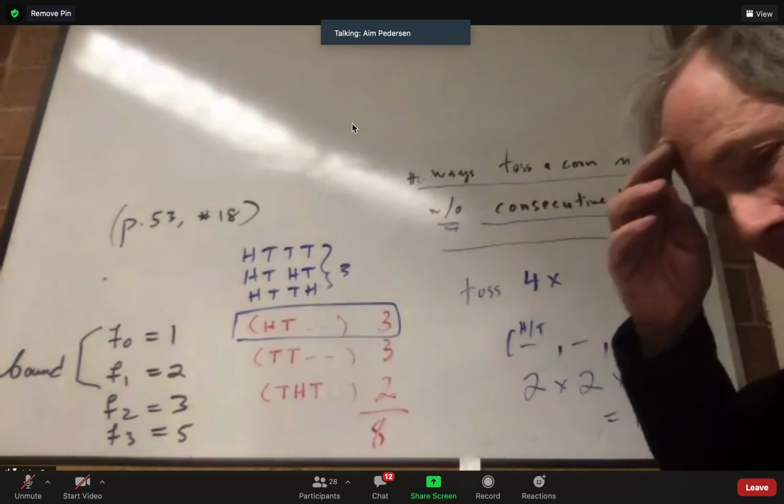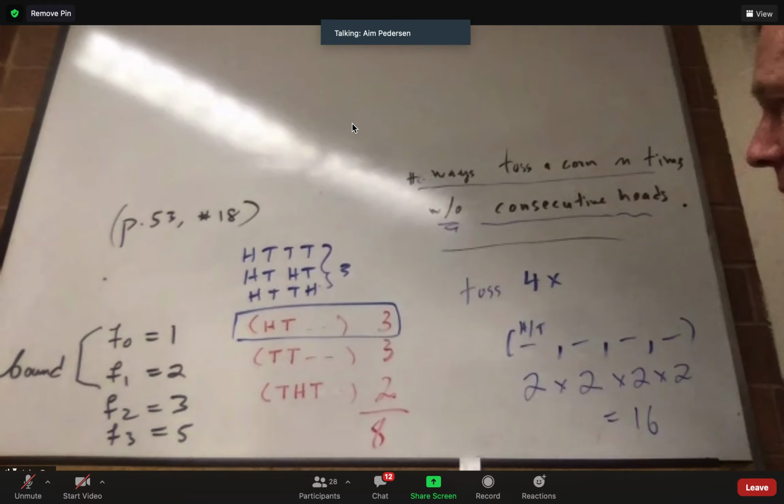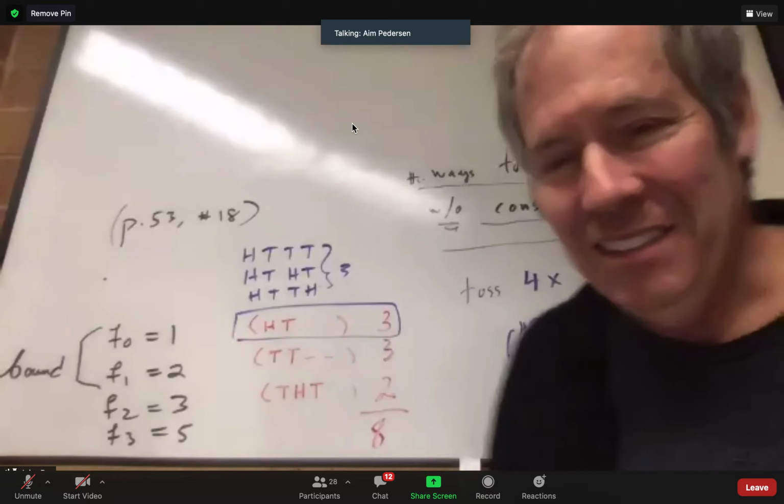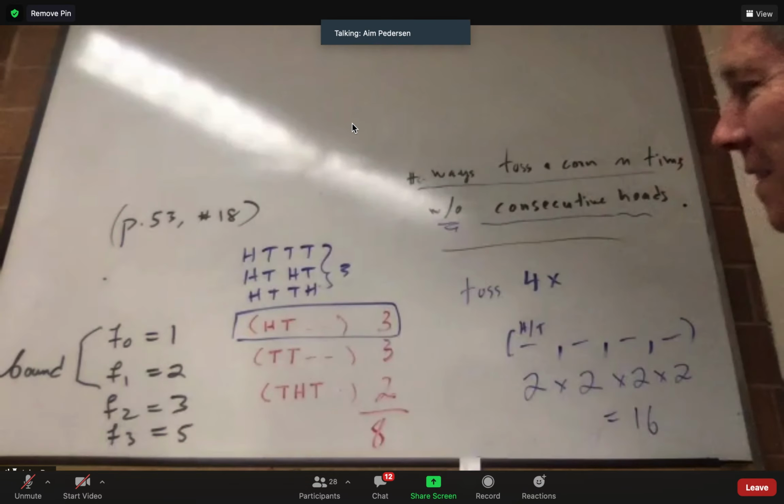So I made a tree diagram just to visualize it. And yeah, I'm seeing the Fibonacci sequence show up. I'm just not sure I can explain why. Well, there it is.